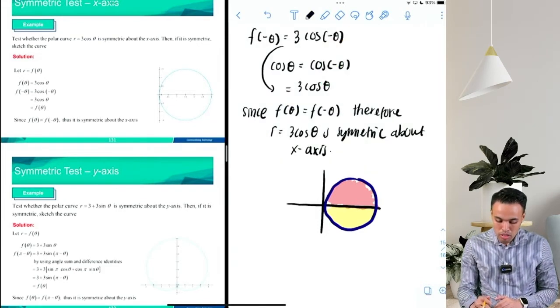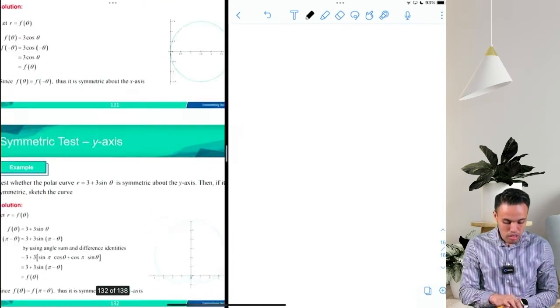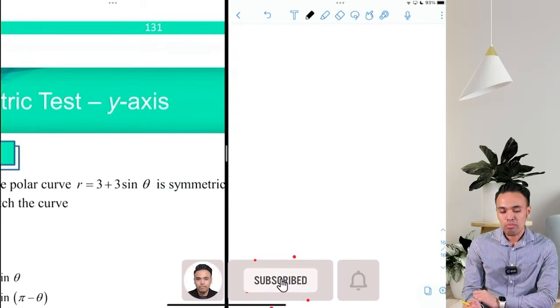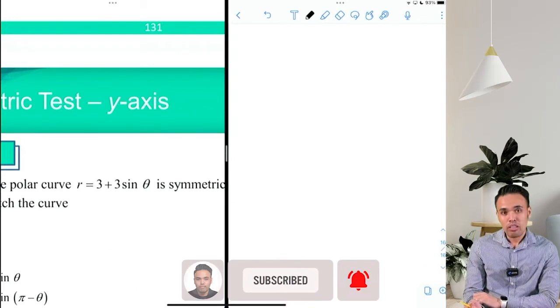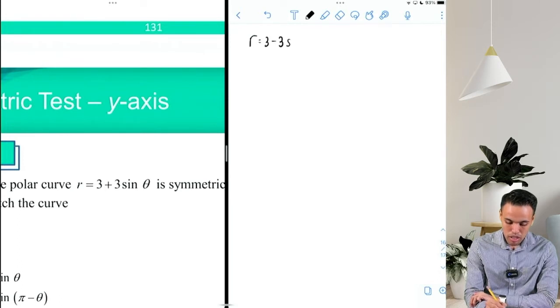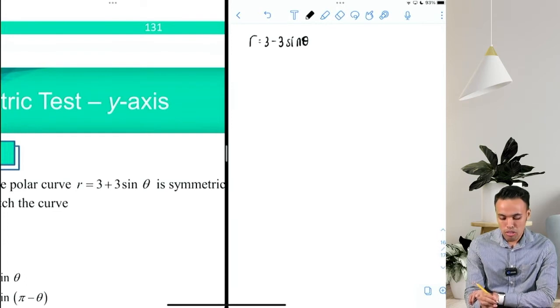Alright, so let's take a look at the other example. Let us try to do some changes to the equation given to us. Instead of 3 plus 3 sine theta, why don't we try to have r equal to 3 minus 3 sine theta. If you are given this equation, the author asks you to determine the symmetricity of the curve, or show that the curve is symmetric about the y-axis.